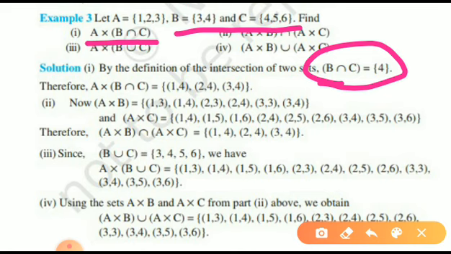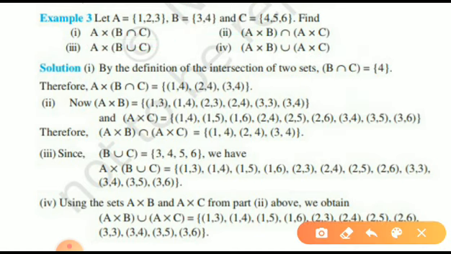Now see, I'll be just considering your A cross (B intersection C). B intersection C contains how many elements? 1 element. And A contains how many elements? It contains 3 elements. That means here A cross (B intersection C) will contain 3 elements. Now A cross (B intersection C), how to get? Your element of A is nothing but 1. Then B intersection C contains only element 4. So it will be what?